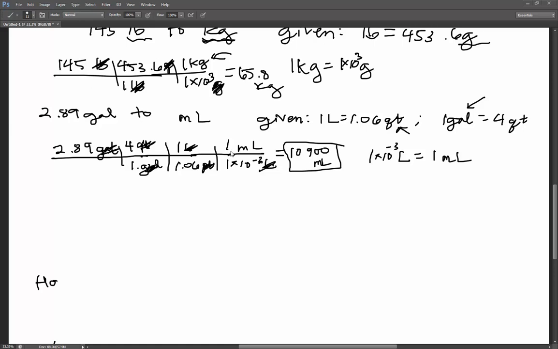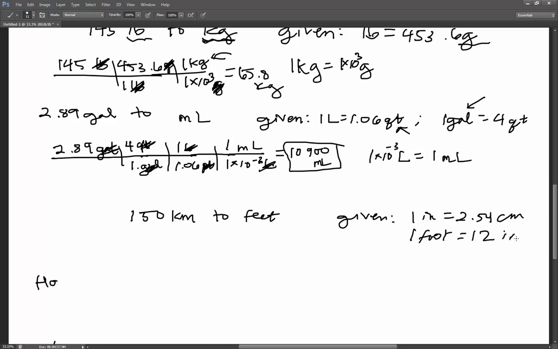Okay. Next, we're going to convert a distance of 150 kilometers into feet. So 150 kilometers to feet. And given that 1 inch is equal to 2.54 centimeters. And I will also have to give you that 1 foot is 12 inches. I already did that previously, but just as a good reminder, it's helpful.